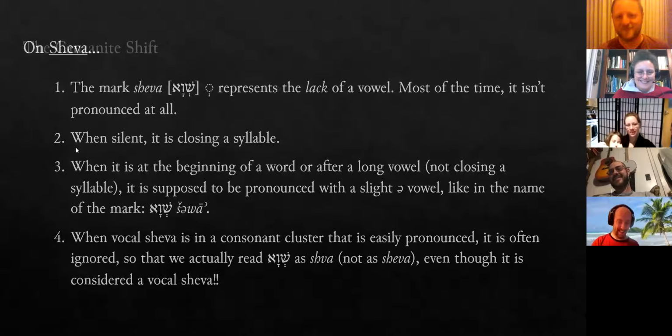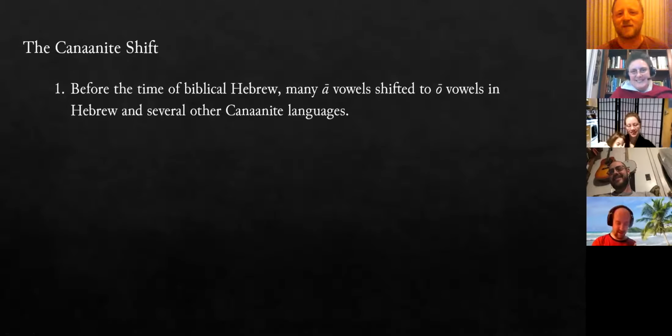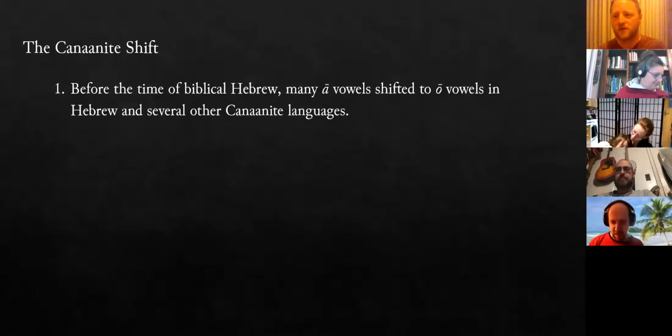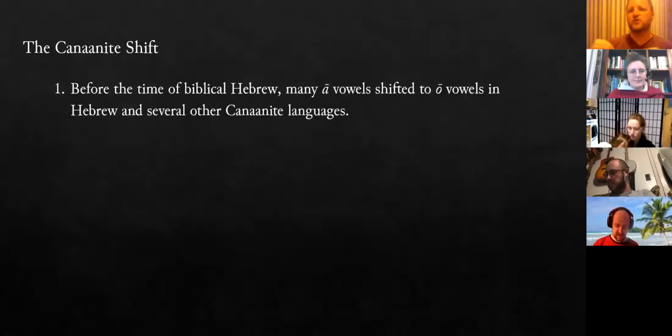All right, so let's go to the next. The next thing we're going to look at is the Canaanite shift. Basically, it's really simple. It deals with the change of one vowel. If you think of the great vowel shift in the history of the English language, we had a vowel shift that shifted the whole spectrum of vowels. And in the Canaanite shift, we're looking only at the shift from long A in Proto-Semitic to long O in Hebrew and many of the Western Semitic languages.